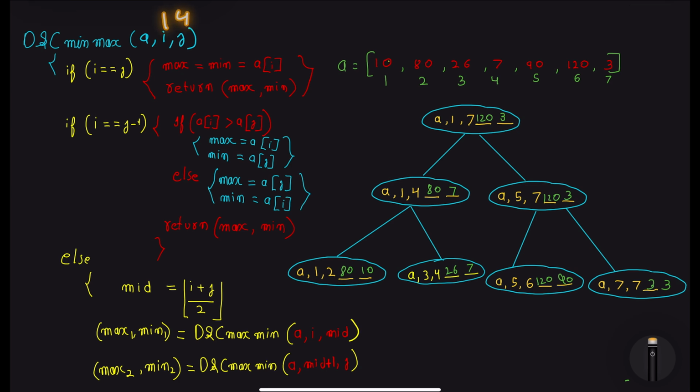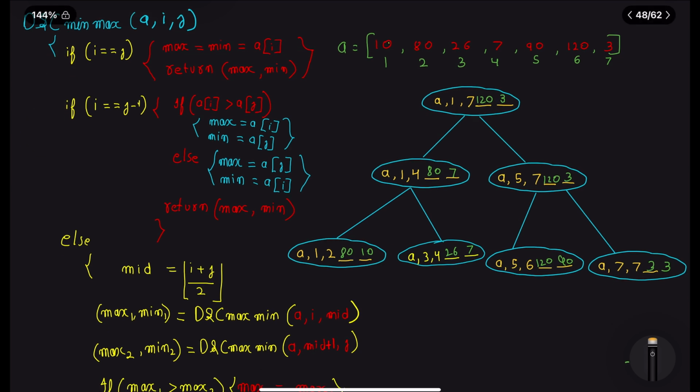This time also both if conditions will fail, because i is not equal to j and i is not equal to j minus 1. So we will move to the else part, and here we will find the mid again. So here it will be (1 plus 4) by 2, which is 2.5, and we will take the floor value, so the mid will be 2. Now the recursive function will be called again with the new values, that is a, 1, 2.